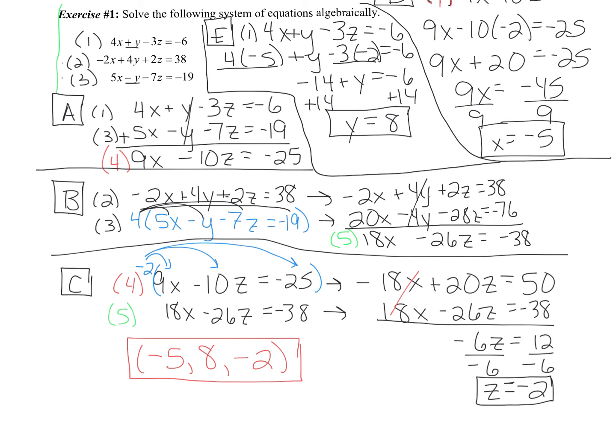If we were going to graph these, basically these three would be lines in that 3D space that intersect at one point in the 3D space.